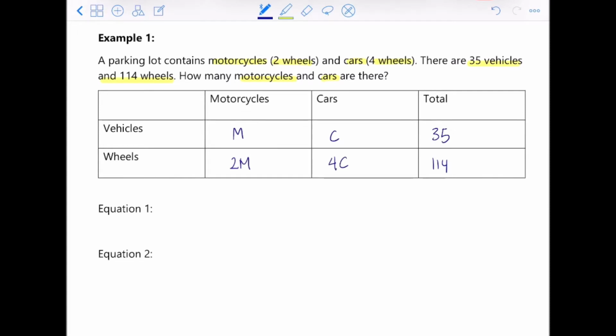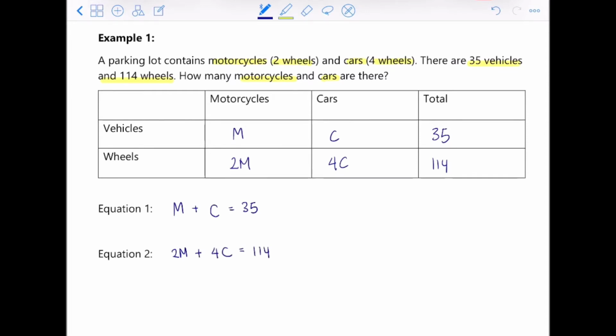Let's make 2 equations now based on this table. We know the total number of vehicles will be 35, so number of motorcycles plus number of cars equals 35. For number of wheels, there are 2 wheels per motorcycle, so 2m plus 4c equals 114.